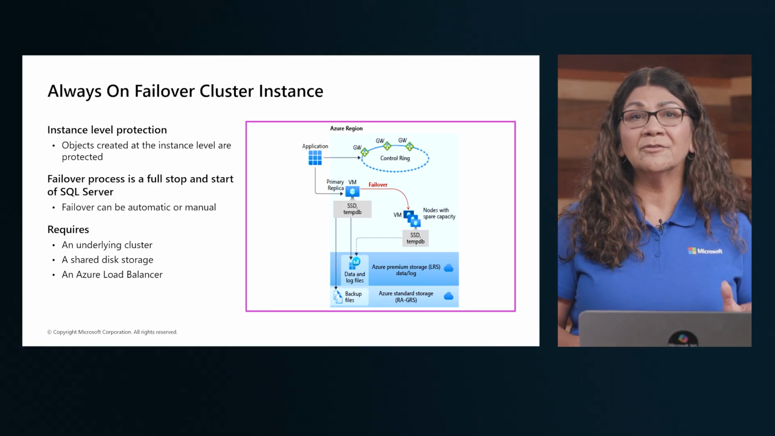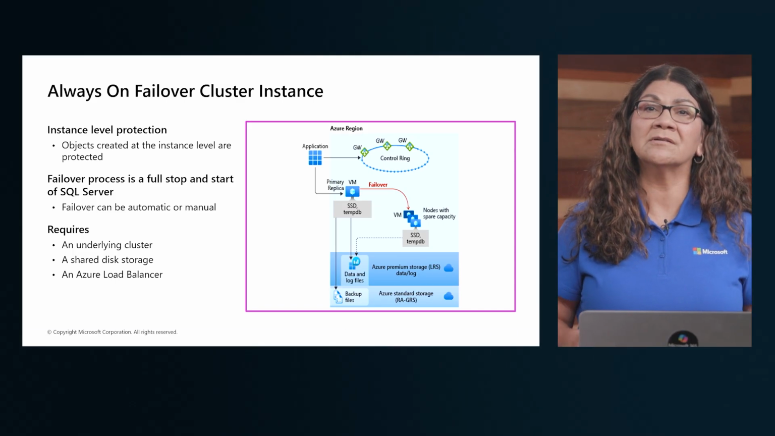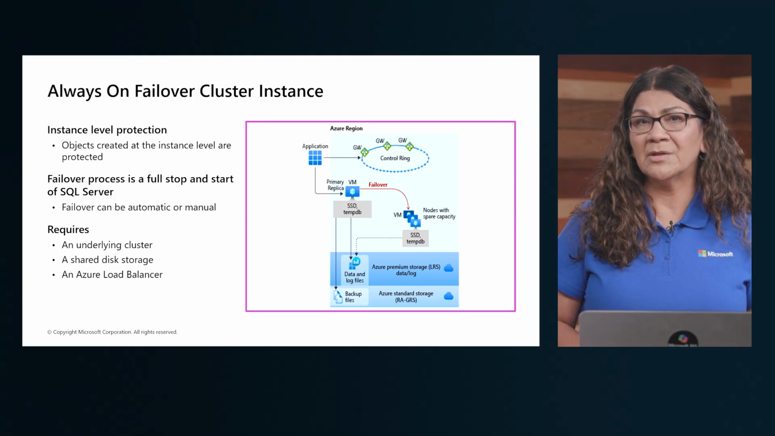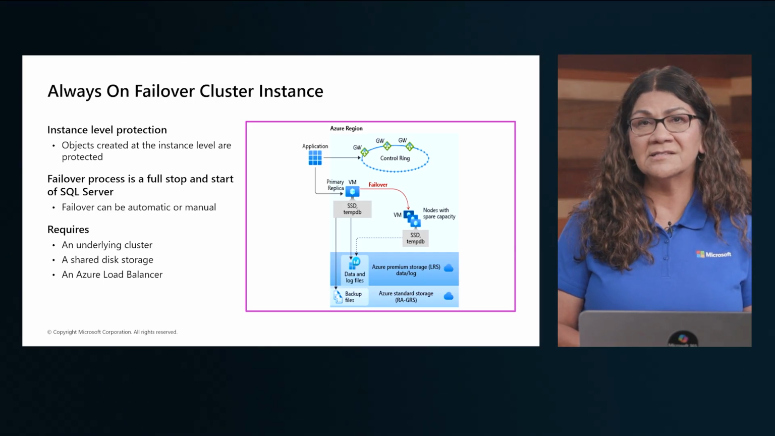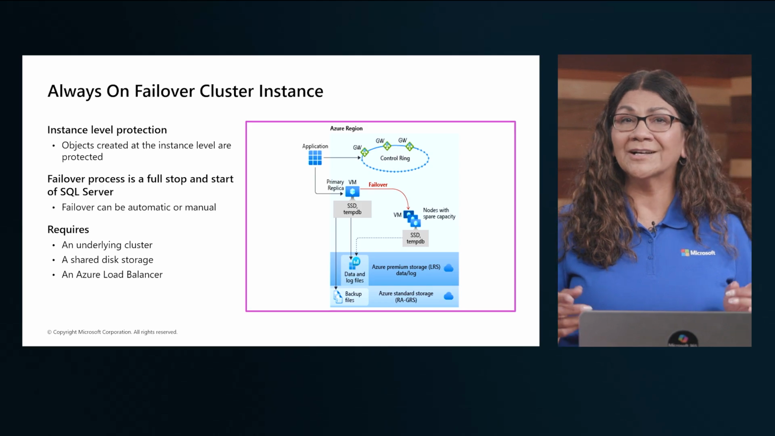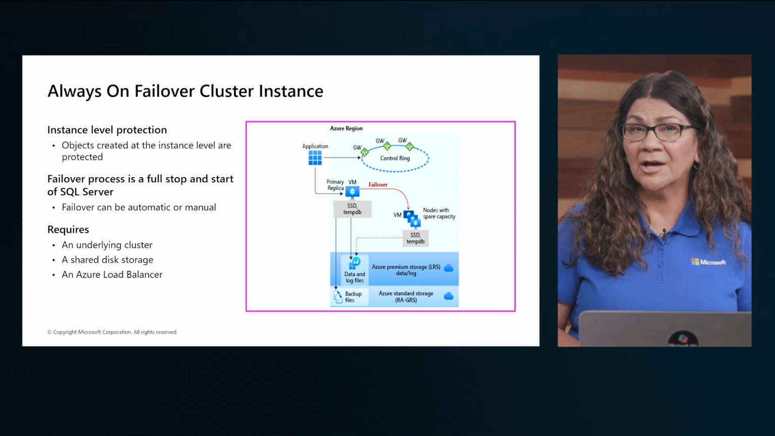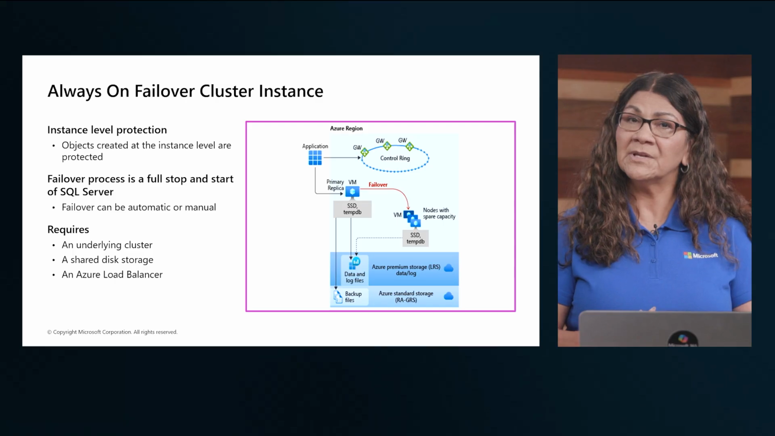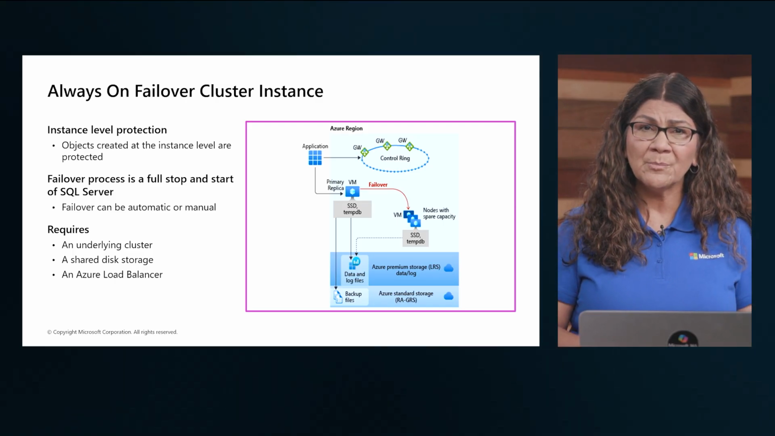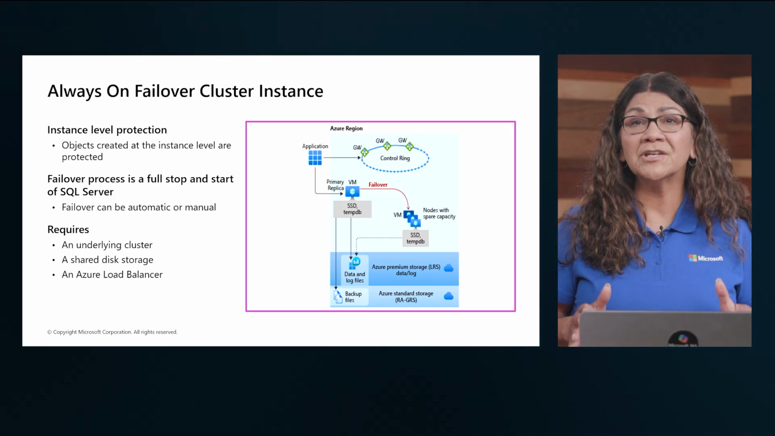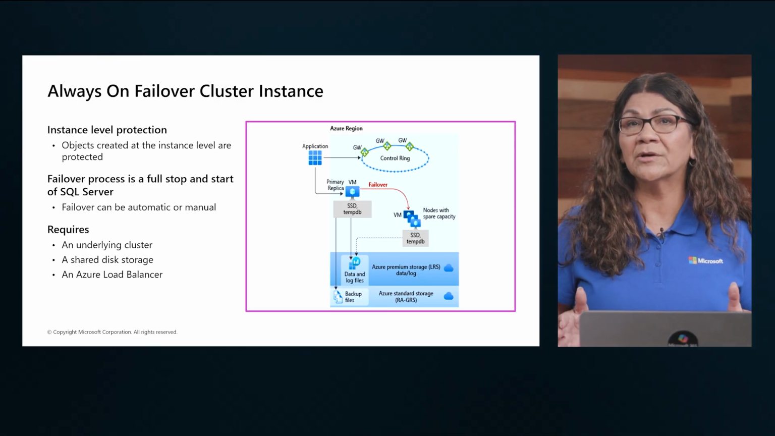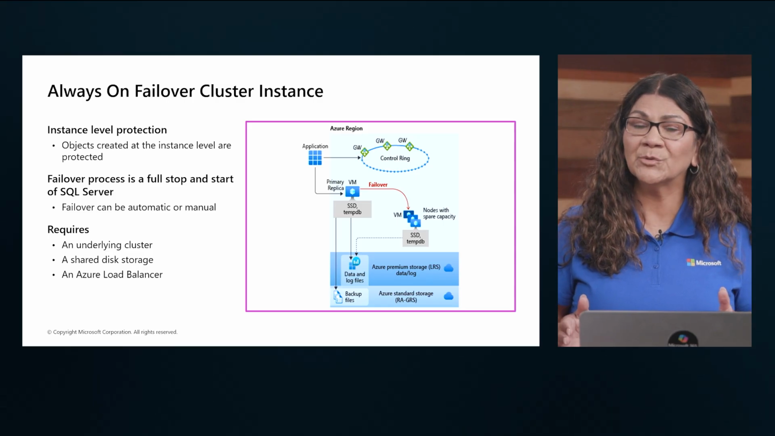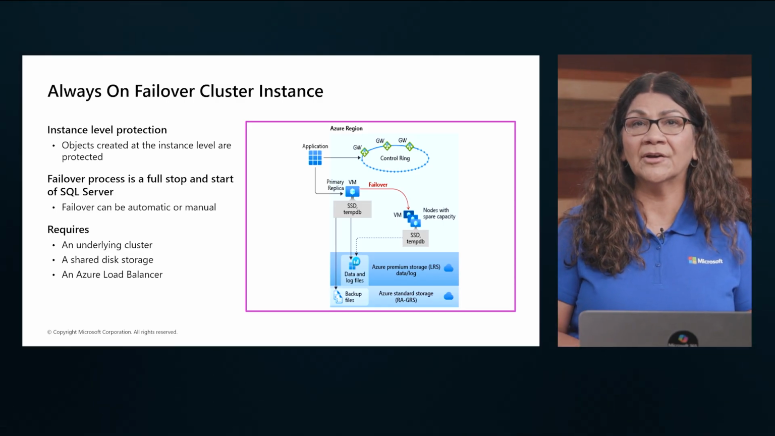FCIs are ideal for mission-critical workloads where minimizing downtime and maintaining full instance continuity is essential. They support up to 2 nodes in SQL Server Standard Edition and are commonly used in traditional on-prem environments. And now it's been extended out to Azure. Best practices include provisioning spare capacity on nodes and ensuring shared storage is resilient and accessible across failover scenarios.